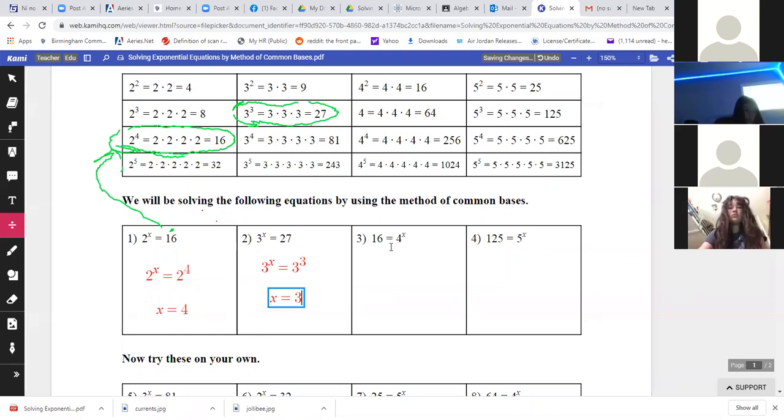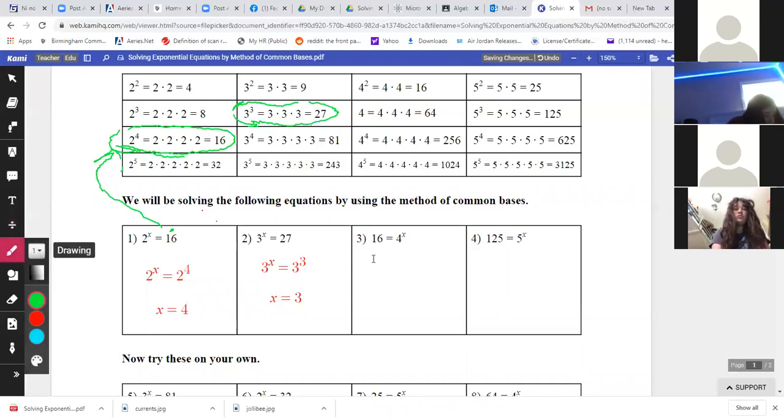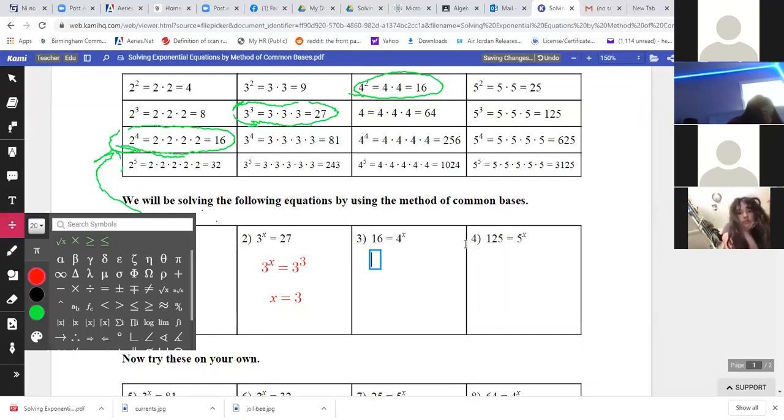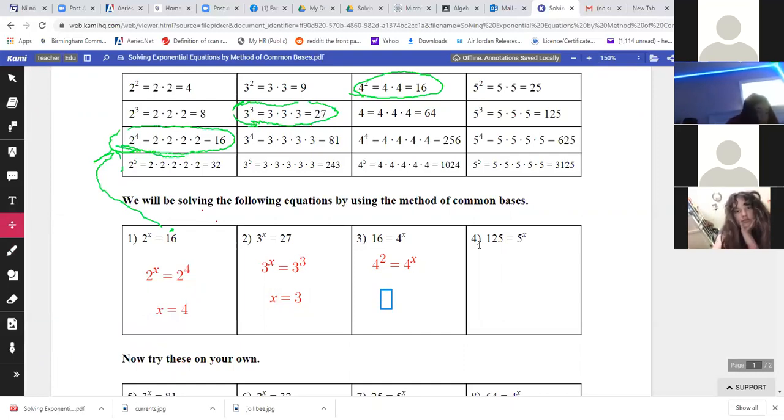Number 3, 16 is equal to 4 to the x. I see that 16 up here is equal to 4 squared. So that means I could rewrite 16 as 4 squared. So this is going to be 4 squared is equal to 4 to the x. And then now my answer here is 2 is equal to x.